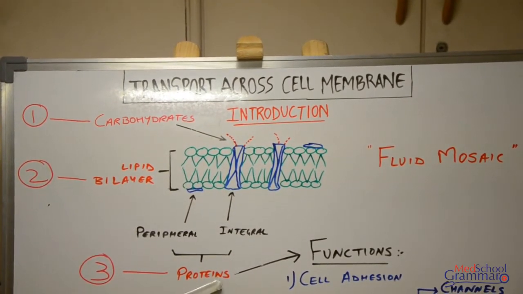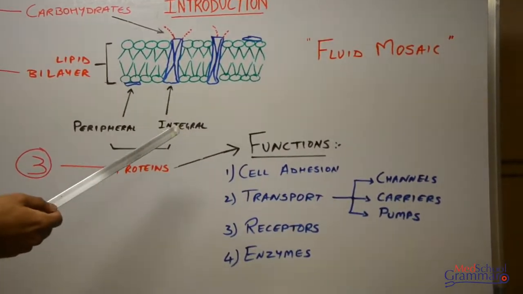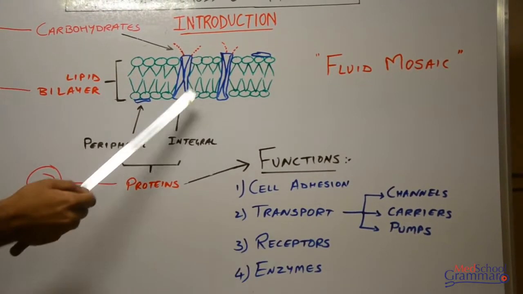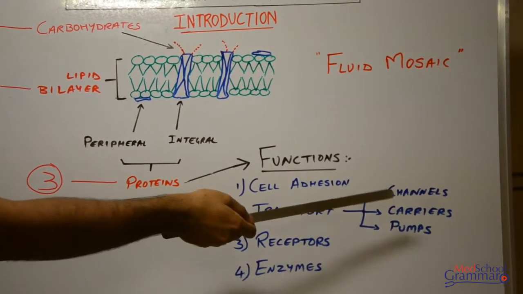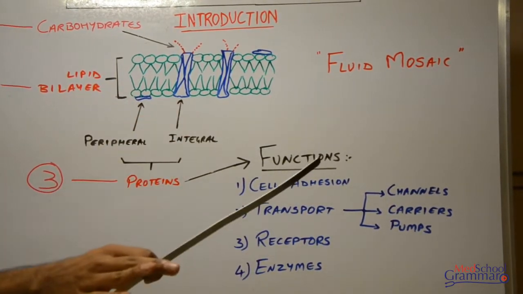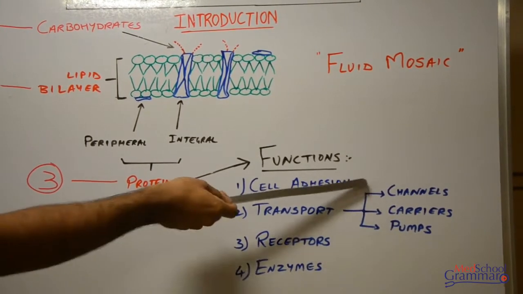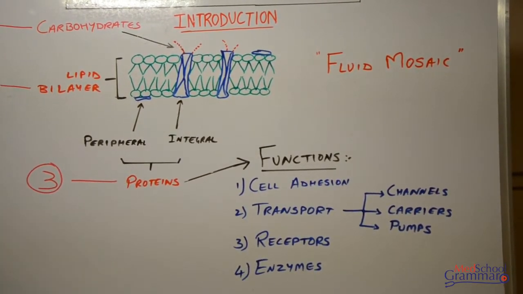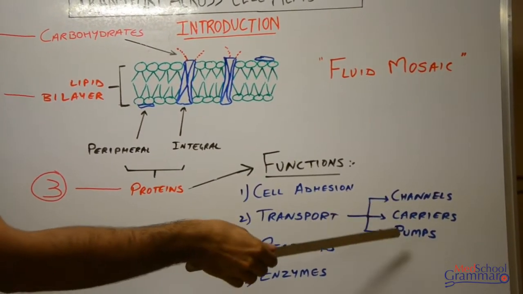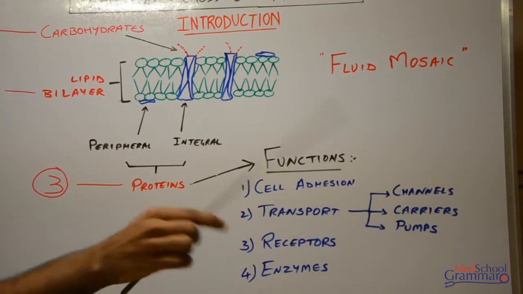So the main functions of the proteins are cell adhesion, which help in adhesion of the neighboring cells, not really important for our topic right now. Transport. These proteins can act as channels, carriers or pumps. Now these three terms are similar but they are very different. They function differently and they play a role in different transport mechanisms. So protein can either act as a channel or a carrier or a pump. Protein can be any one of these, not two or all of these, right?